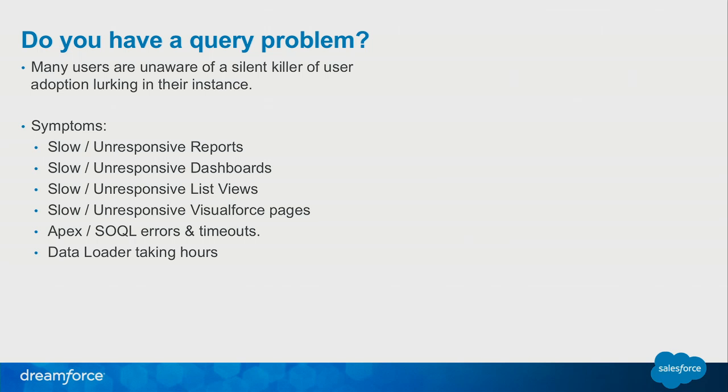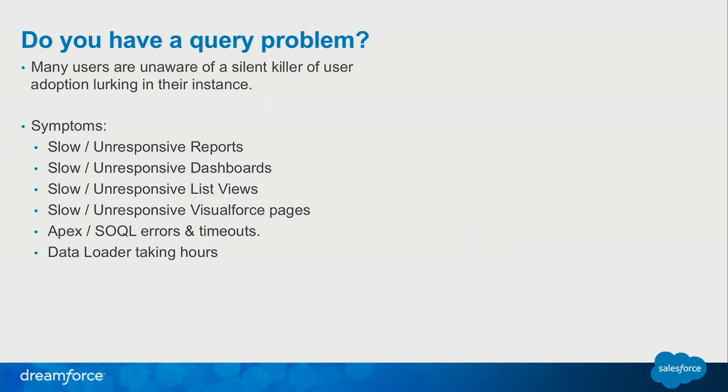Do your users ever complain of slow or unresponsive reports? Dashboards taking a while to load? List views that just take forever and spin? Slow, unresponsive Visualforce pages? Maybe it worked in the beginning, but now it's a year later, and it's taking a little bit longer, and your users are really starting to complain. And that's the last thing we want as developers. We want our users to love using Salesforce. We want this to be the tool they go to.